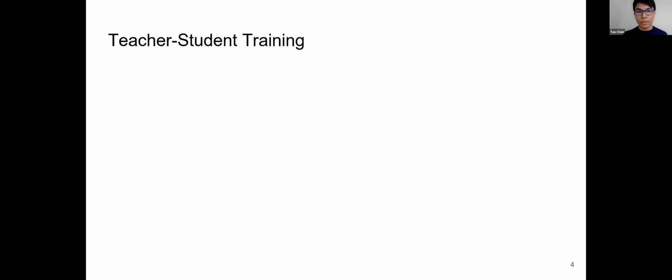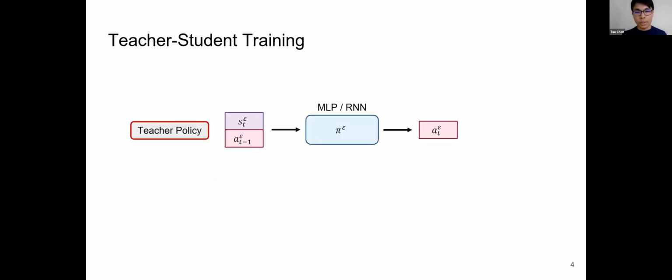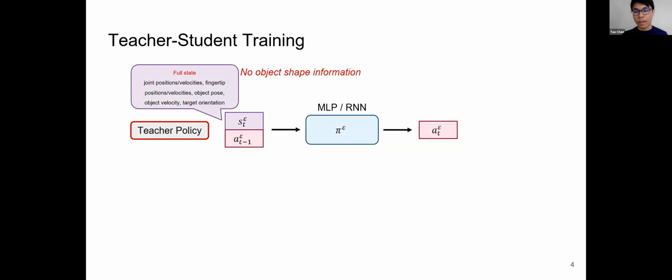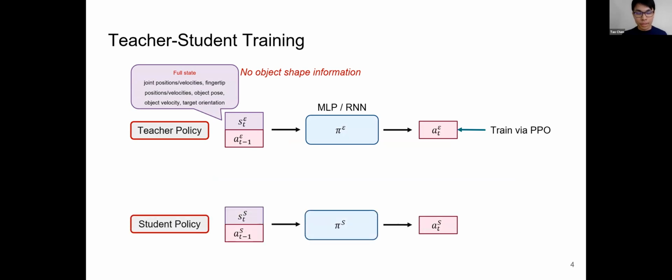Our method follows the teacher-student training pipeline. First, we train a teacher policy using the full state information. Note that we do not provide any object shape information. The policy is trained with PPO. Next, we train a student policy that uses only the observation data that can be available in the real world. For example, it can be a reduced state, including joint positions, object pose, and target orientation. Or it can use vision input, such as the point cloud. This student policy is trained with DAgger to imitate the expert policy.